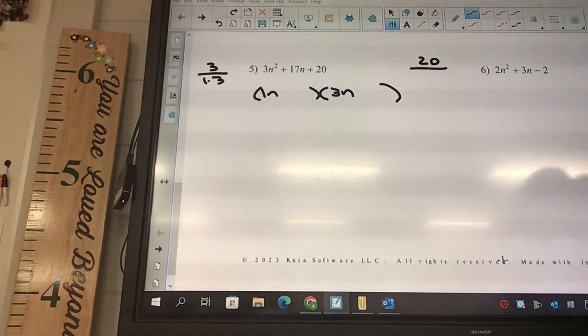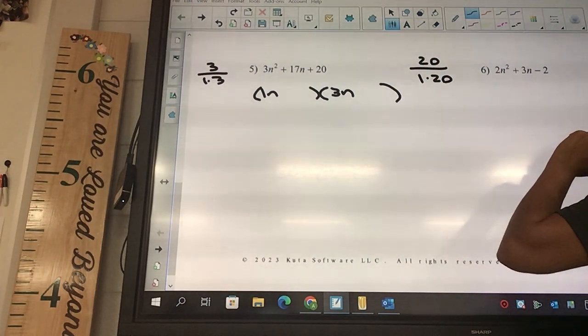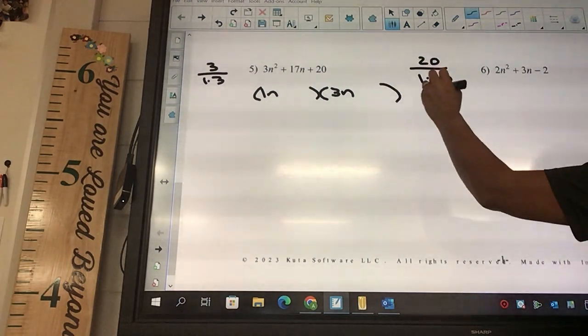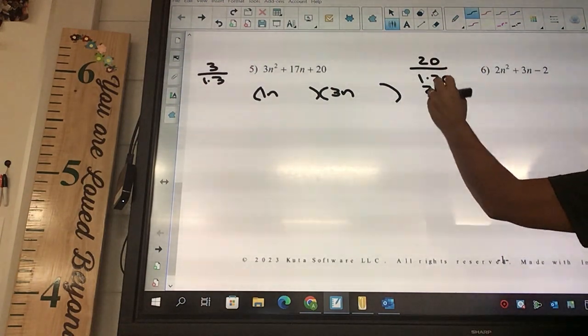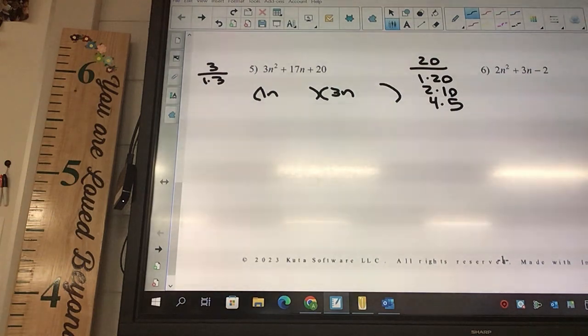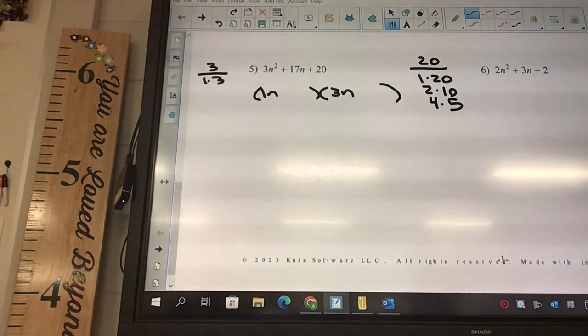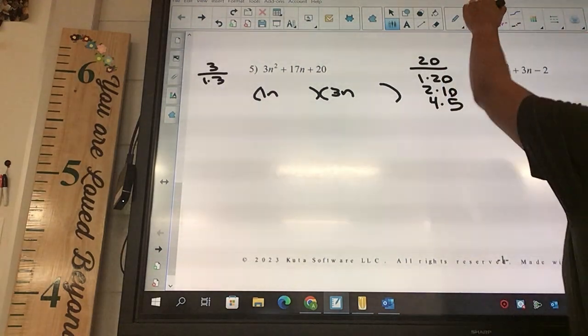What's some factors of 20? 1 and 20. What else? 2 and 10. There's one more. 4 and 5. How many options are there for you to guess? 6. Okay, because we can have 1 then 20, 20 then 1. You could pick 2 then 10, 10 then 2, 4 then 5, 5 then 4. What would you like to pick? 4 and 5.